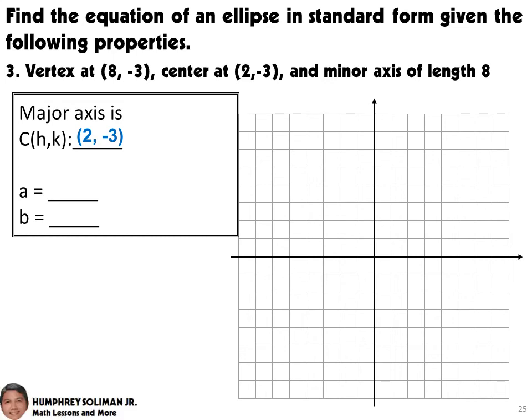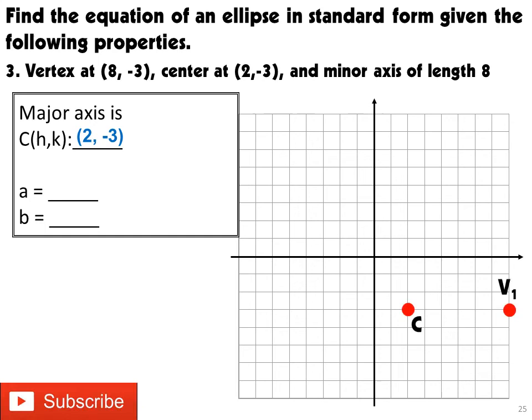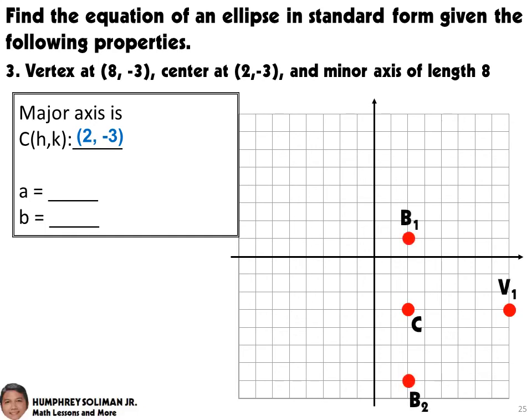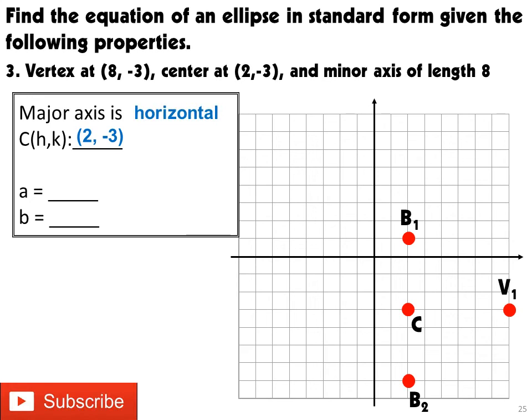In number 3, we have one vertex at 8, -3, the center at 2, -3, and the minor axis length is 8. We can plot first the given vertex and the center, and plot the endpoints of the minor axis. We can see that the major axis is horizontal. From here we can also see that the distance from the center to a vertex is a, which is 6 units. And the distance from the center to an endpoint of the minor axis is b, which is 4 units.